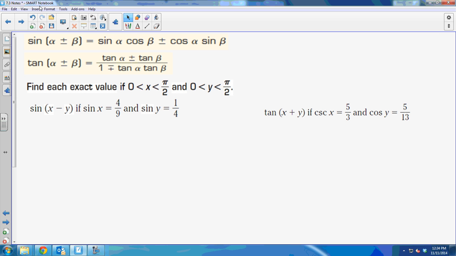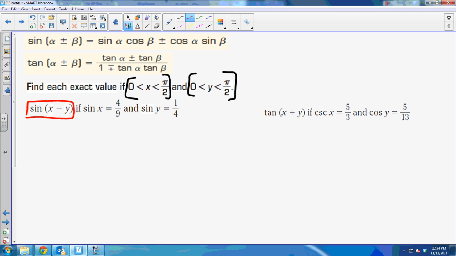Okay? So it says to find the exact value, and it tells you that x is between 0 and pi over 2, and y is between 0 and pi over 2. That's just telling you that the two angle measures, because we don't know the angle measures this time, are positive, right? That's the first quadrant from 0 to pi over 2, right? Okay. So it tells us we're going to find sine of x minus y.